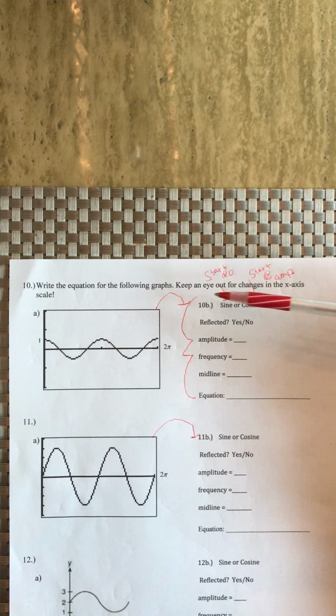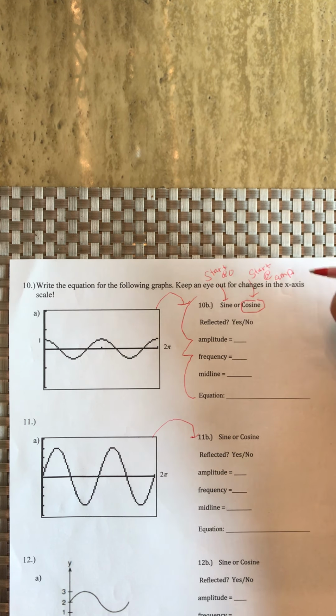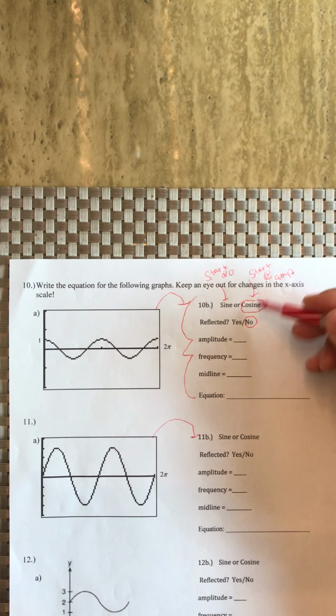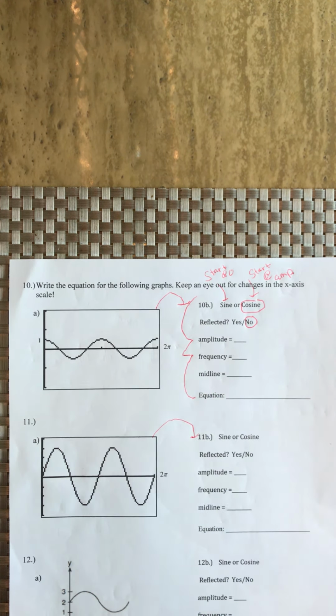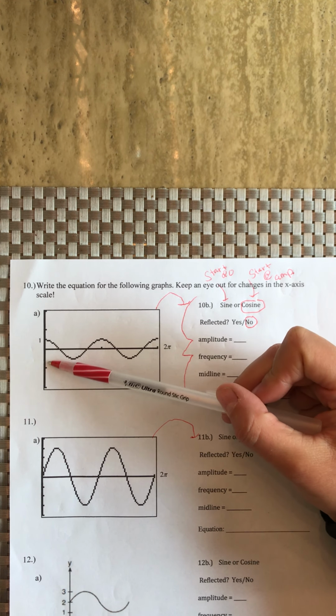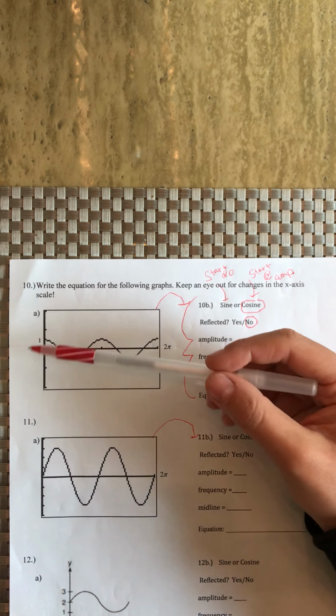Okay, so is this sine or cosine? This is cosine. Was it reflected? No. The way you tell if cosine is reflected is if it starts at -1. So if cosine starts at -1 and then goes back up like that, then it would be reflected. My amplitude is 1.